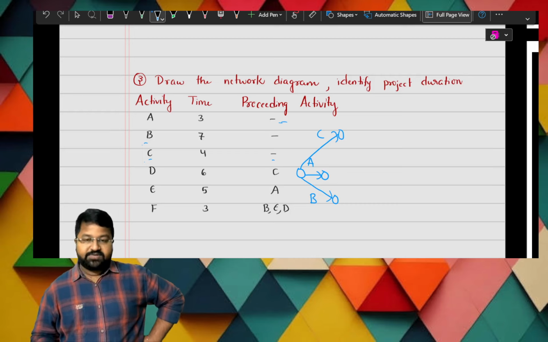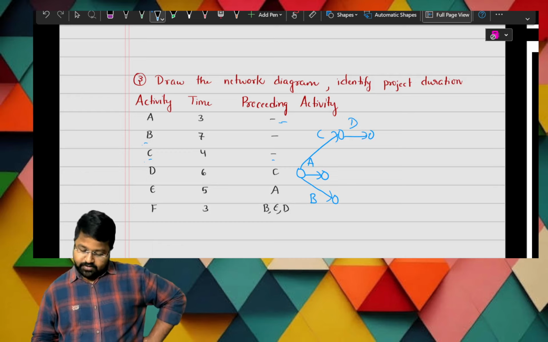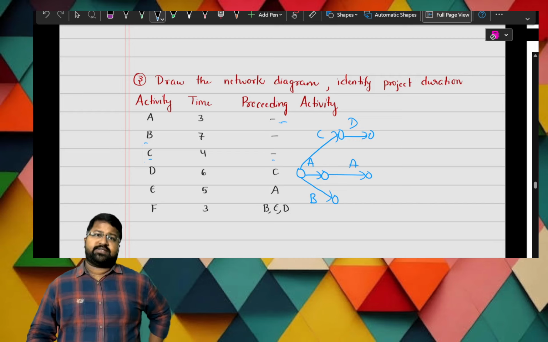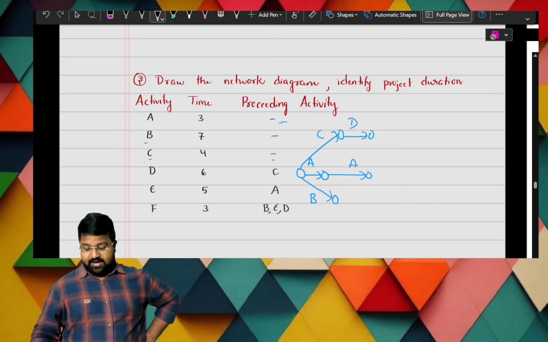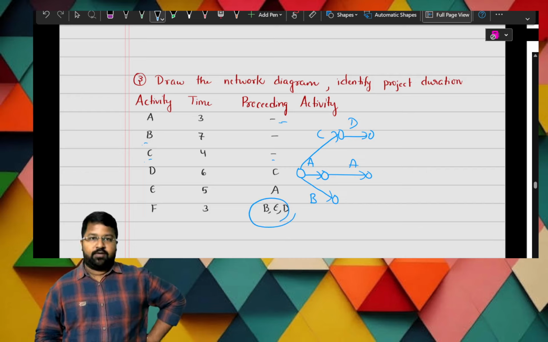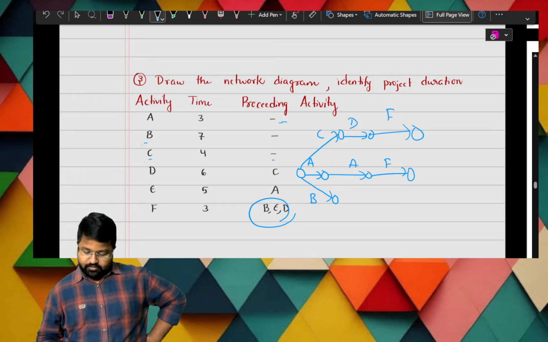Next, what is it? D starts from C. Next, E starts from A. Next, F starts where B, E, D end. F starts where B, E, D end. So where do B, E, D end? Are they ending here? Here it's ending. So we have to start F here. Again here F, where B, E, D end.